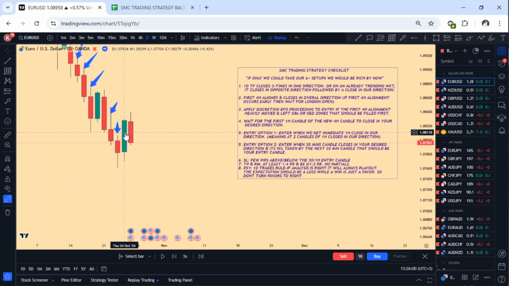Now on this day the market closes in the opposite direction and then is followed by a close in our direction. So that means that this is on Friday, so on Monday we can look to take entries. That is exactly what we are looking to do. So let's see, we go to the second checklist, which is first 4 hours align and closes in overall direction. If this first 4 hours alignment occurs before London, then you have to wait until the London session is open.